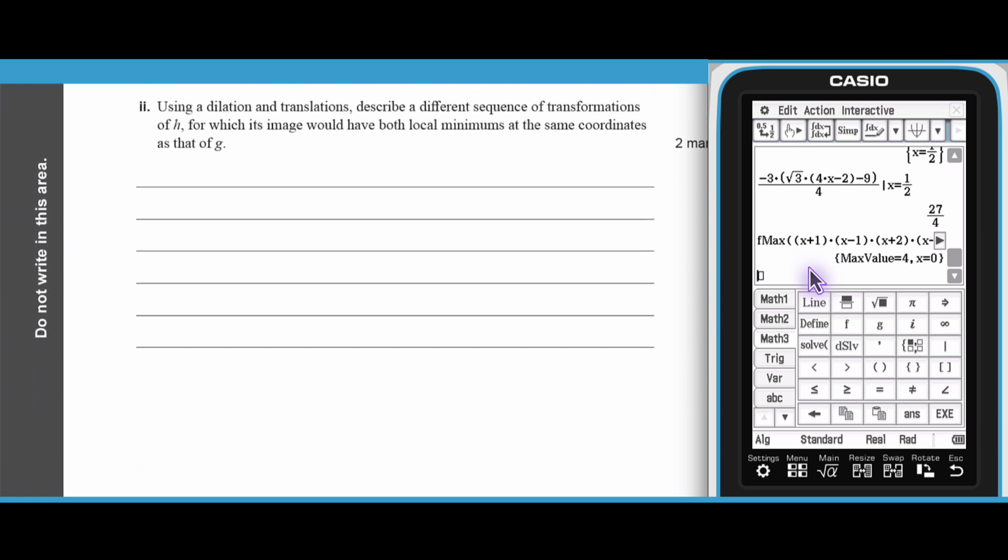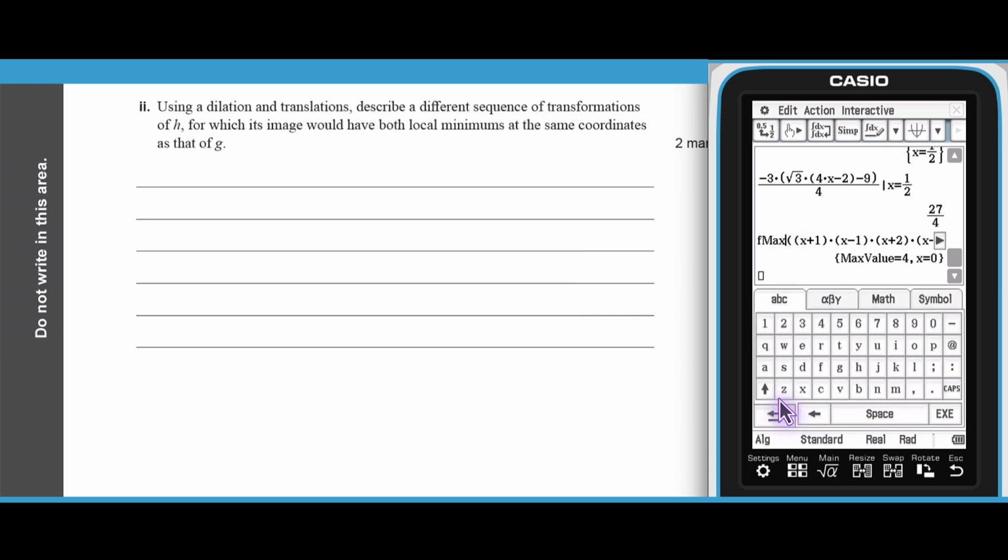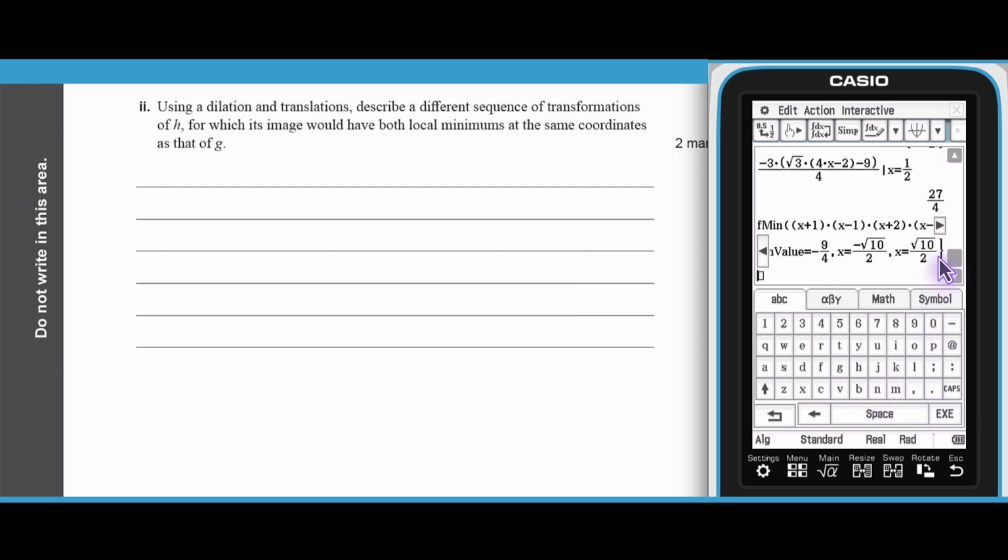In Part D, Part 2, we need to transform h of x so its local minimums are the same as those of g of x. First, I need to find the local minimums of h of x. I'm going to do this by modifying the fmax command using the ABC keyboard. I don't need to alter the lower or upper bounds because the ones I chose previously include the local minimums that I'm looking for. As these local minima are root 10 apart horizontally, and the local minima of g of x are 3 apart horizontally, the first transformation required is a dilation by a factor of 3 over root 10 from the vertical axis.